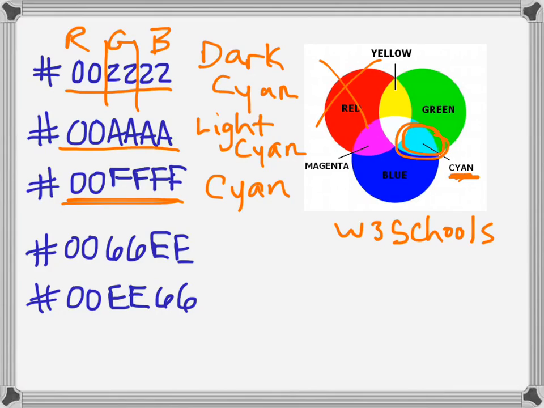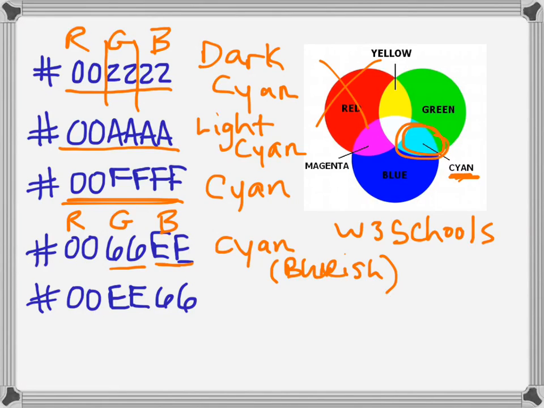How about 0066EE? So still no red, and then we do have some green and some blue, but this time it's a little more of the blue than the green, because EE is a higher value than 66. So you could still say that this one is cyan, but maybe we would say that this is a bluish cyan, a little heavy on the blue. And if you actually type the code into that link, you'll see it doesn't even really look cyan, depending on your screen or your monitor, but this really does look more like a blue color.